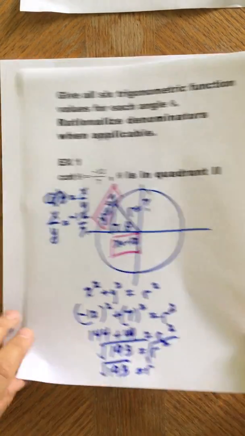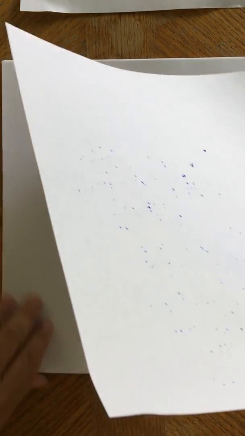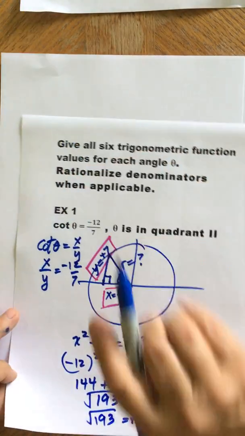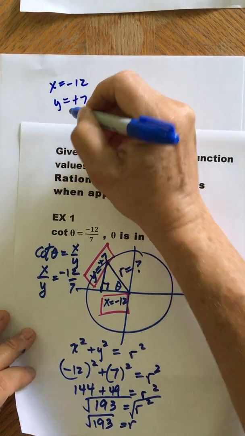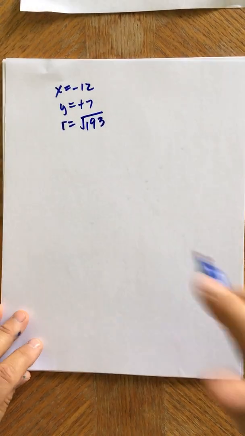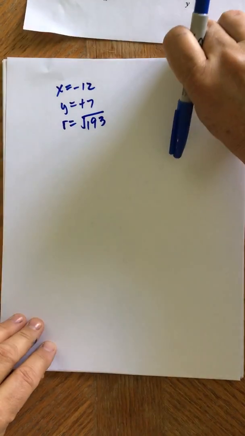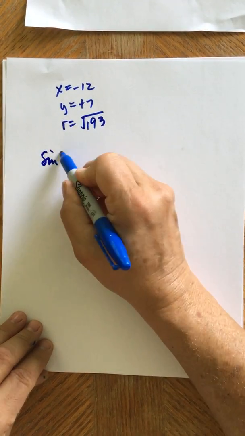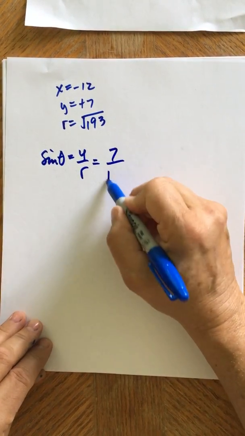And now to go ahead and give you all the 6 trigonometric values, get a cleaner piece of paper, right? I would have here, from this, x is negative 12, y is positive 7, and r is square root of 193. So now we're just going to apply the definitions that we know. Sine of that angle is y over r, which is 7 over square root 193.